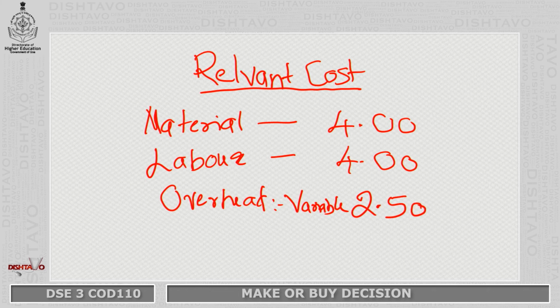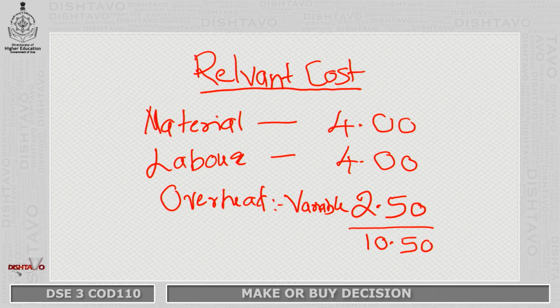So, what we have taken? We have taken a material, we have taken a labor and we have taken an overhead which is variable. So, we add up this. So, 4 plus 4 plus 8 plus 2.50. So, relevant cost of manufacturing a component comes to 10.50.